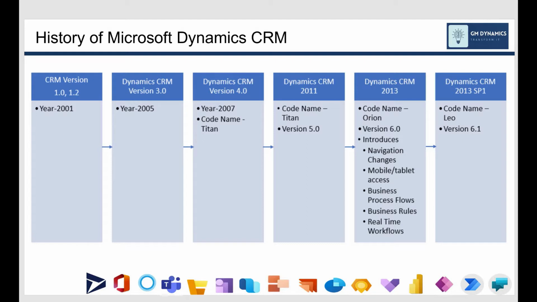Everyone, today we will discuss the history of Microsoft Dynamics CRM. The history of CRM started around 2001 with version 1.0 and then 1.2. Later on, Dynamics CRM kept evolving with version 3.0 in 2005. Then in 2007, with the codename Titan, Dynamics CRM version 4.0 came to the market, and it was pretty much accepted by the market. A lot of people started using Dynamics CRM.